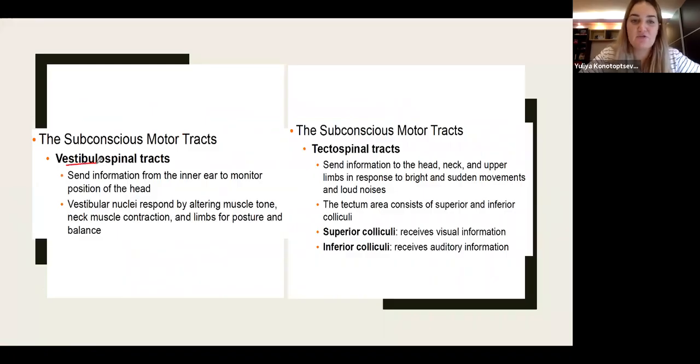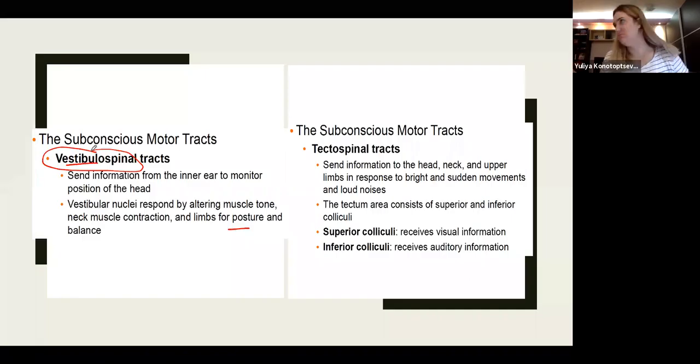Vestibulospinal tract is responsible for your posture, okay? It affects your limbs, like whenever you're trying to find a balance. If you stand on one leg, trying to find the balance, your limbs are moving, trying to balance your body. That's your vestibulospinal tract. Which part of your body senses the balance? The inner ear. We'll talk about it this semester as well. In the inner ear, we have semicircular canals, vestibule, saccule, utricle, these structures, and they're responsible for you realizing where you are, right?